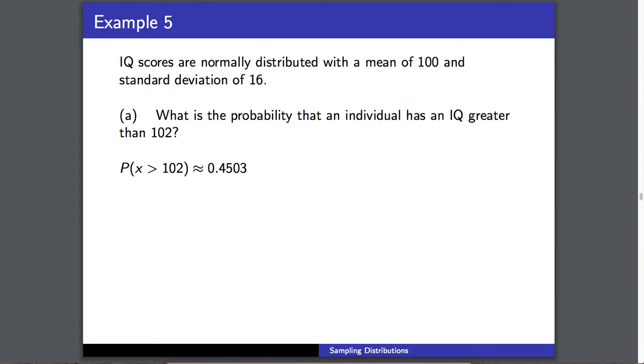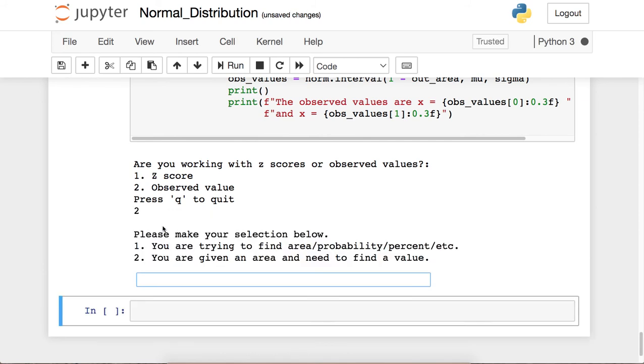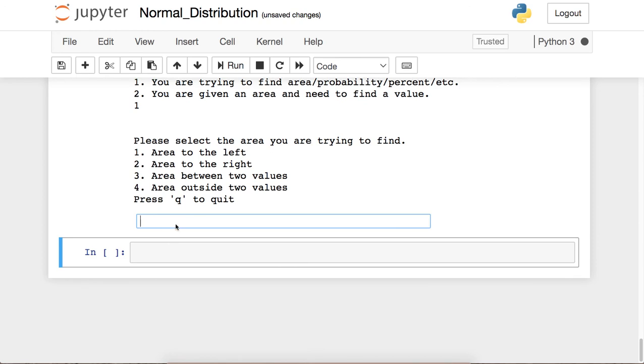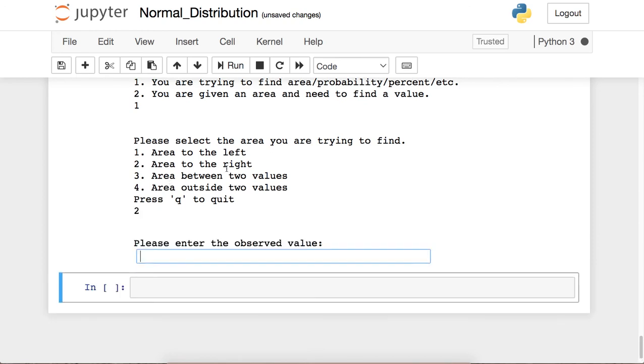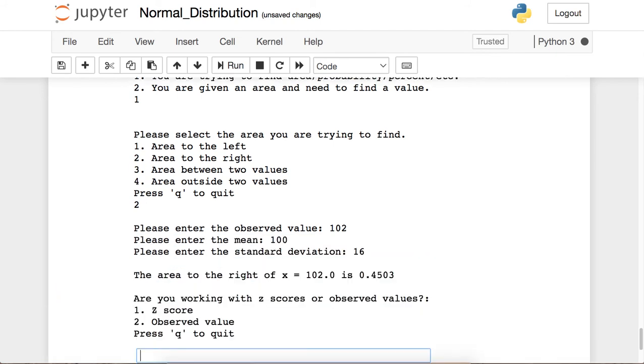If we go back to our normal distribution one, and I'll link the code in the description as well. Option 2 is observed value, and we're trying to find an area or probability, so option 1. We're finding an area to the right, and the observed value is 102. The mean is 100. The standard deviation is 16.